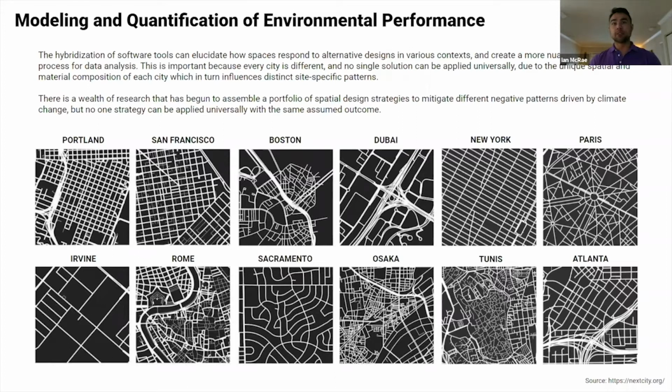And this accounts for the unique composition of spatial geometries, materials, and vegetation that can give rise to distinct microclimate and environmental patterns. We can essentially harness data-driven design to help quantify resource, economic, and community implications. While there's a wealth of research to help develop portfolios of design strategies to mitigate the negative impacts of climate change, no one strategy can be applied universally with the same assumed outcome, as seen here by the diverse array of city composition and street plans.